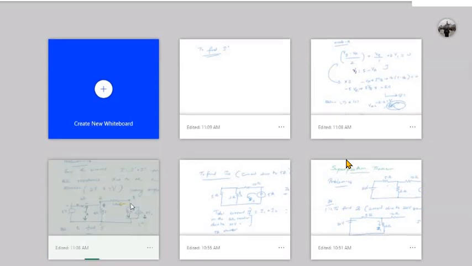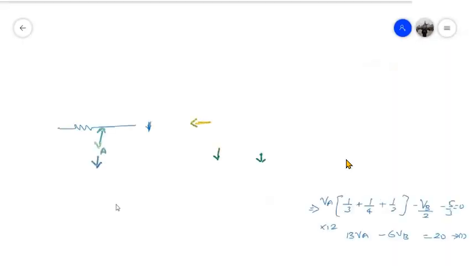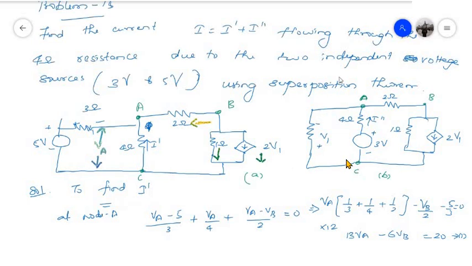Now further, let me take you back to the question which I gave. Now here already we have marked the nodes. Again you can repeat the same steps. You can analyze this node A, you can analyze this node B, and then you can find I double dash. Again, remember that when you actually find the I double dash, it should be minus of VA minus 3 divided by 4. So don't forget the minus, because the current direction that is given is in the opposite direction of what we had actually assumed during the analysis.